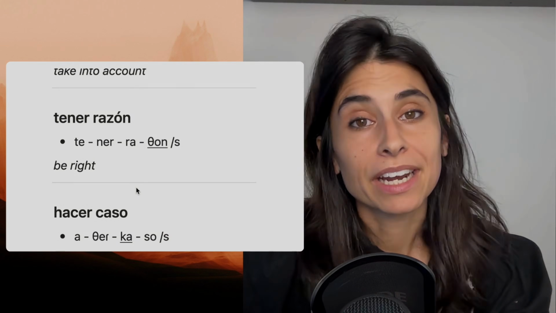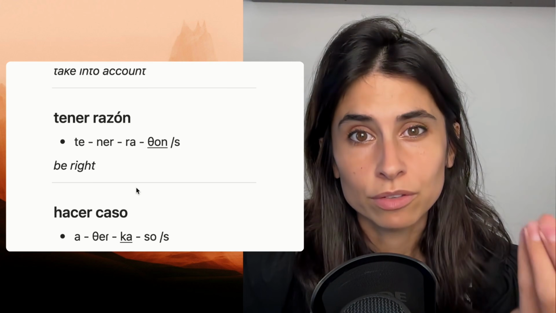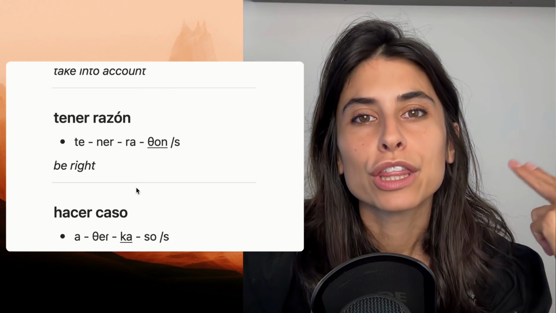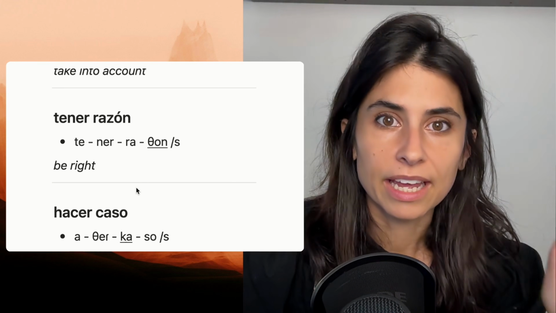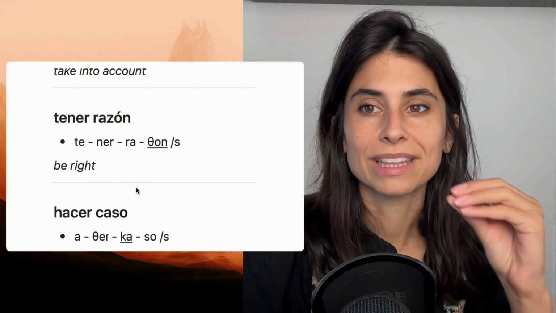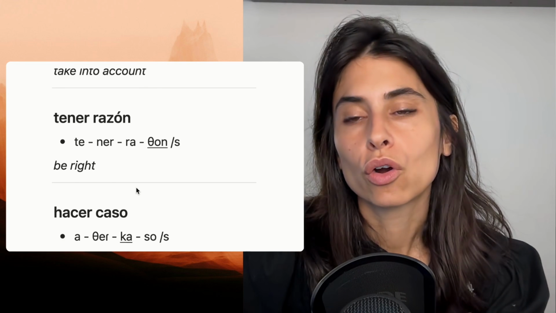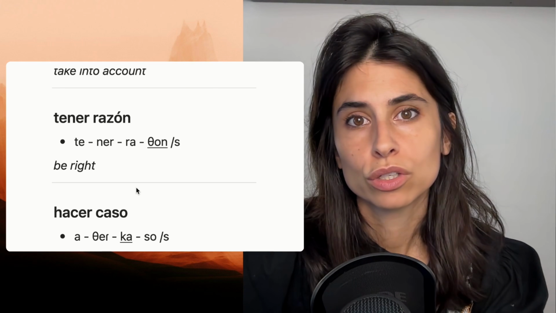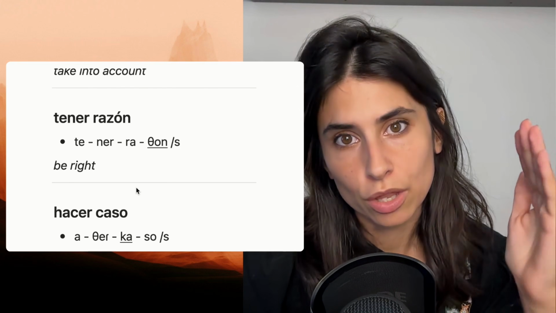Tener razón. To be right. Tienes razón. You're right. Tener razón. It ends in R. It starts in R, so you connect them both. Tener razón. Or if you're doing the ceseo, tener razón. Tienes razón. You're right.